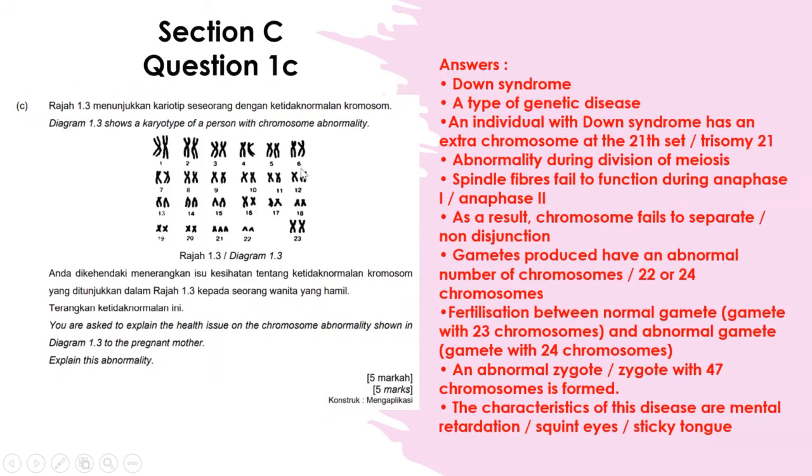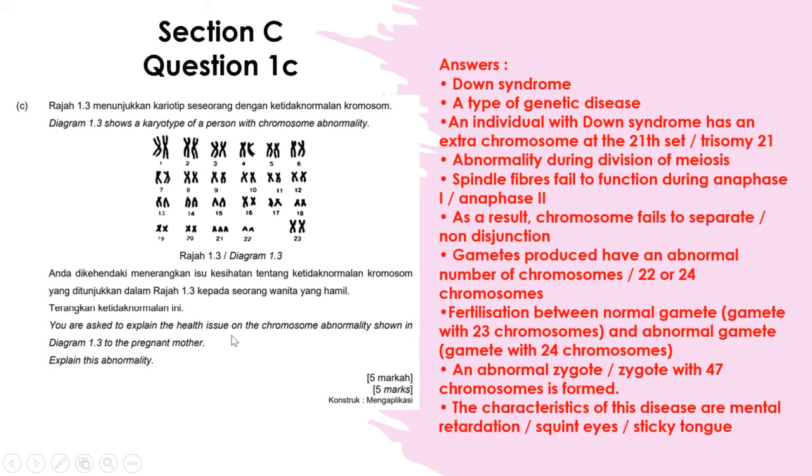Alright, we go to the last question in section C, which is 1C. Diagram 1.3 shows a karyotype of a person with chromosome abnormality. So this person has a chromosome abnormality. You have to identify how this person is abnormal. As we can see here, on the 21st chromosome pair there are 3 chromosomes. That is abnormal. There is an extra chromosome on the 21st pair. If normal, there are only 2 chromosomes on every pair.